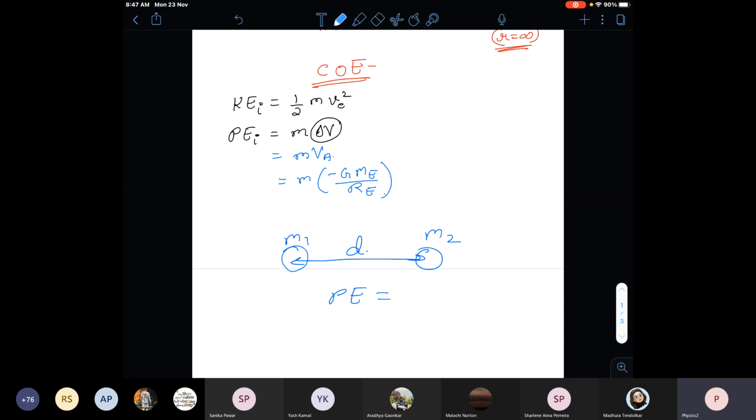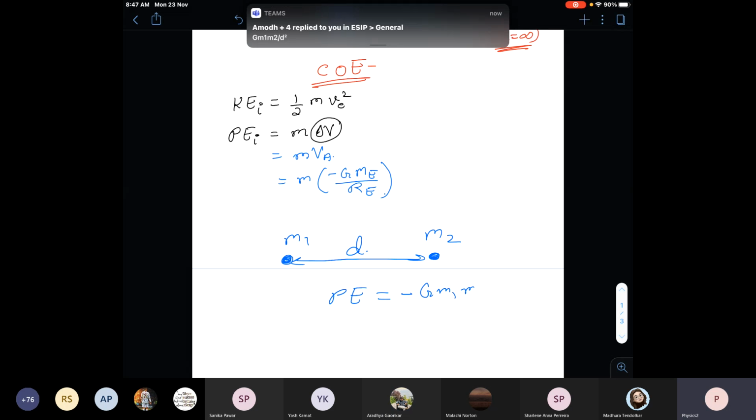Yeah, you must have done this. This is basic. Let's make it a point: G m1 m2 upon d. Minus G m1 m2 upon d. Very important, minus should be there. Don't forget the minus sign. So minus G m1 m2 by d will be the potential energy.